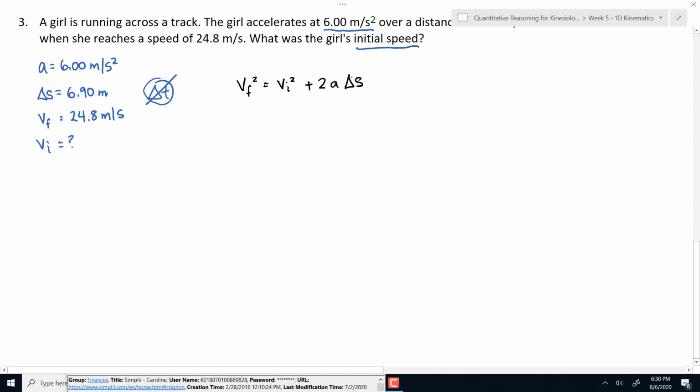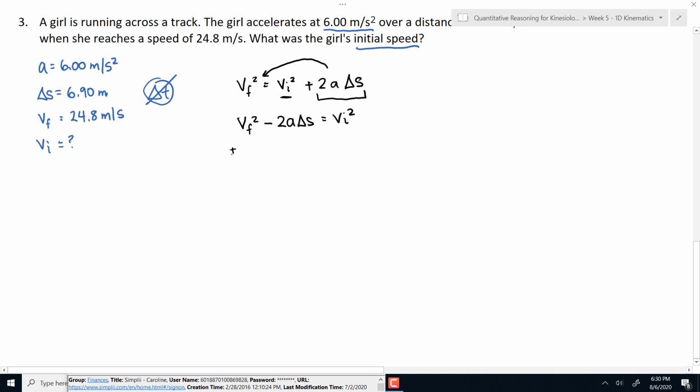All right, we're solving for V initial. So let's rearrange the formula so V initial is on its own. So that means we're going to take all of this and move it to the other side of the equal sign. So I have V final squared, instead of it being plus 2A delta S, it's going to be minus 2A delta S is equal to V initial squared. Now we want to get rid of the squared. So all we have to do is plus or minus square root both sides.